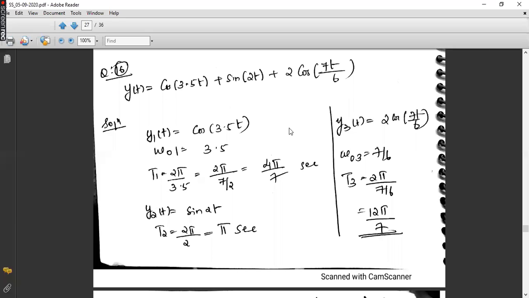So individually, you have written T1, T2, T3 for all the three signals. Now you can take down till this particular step. You have different steps for this particular question. Why? Because it is a combination of three signals. So individually, you are going to find the time period initially, and then you are finding the ratios and checking the periodicity. So as of now, you find the time period individually for the three different terms.